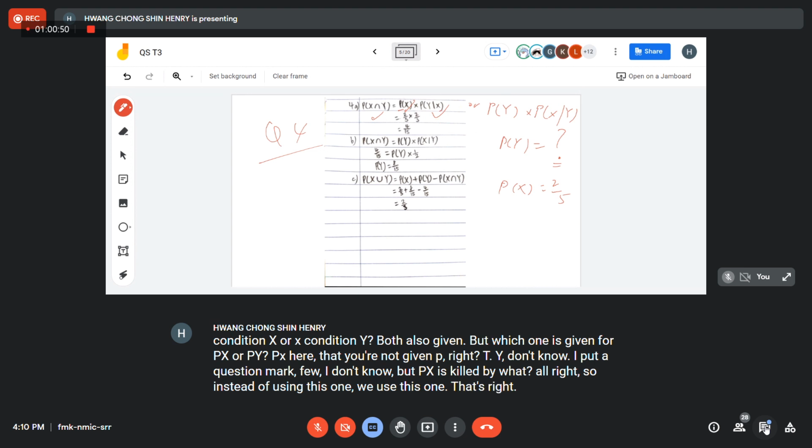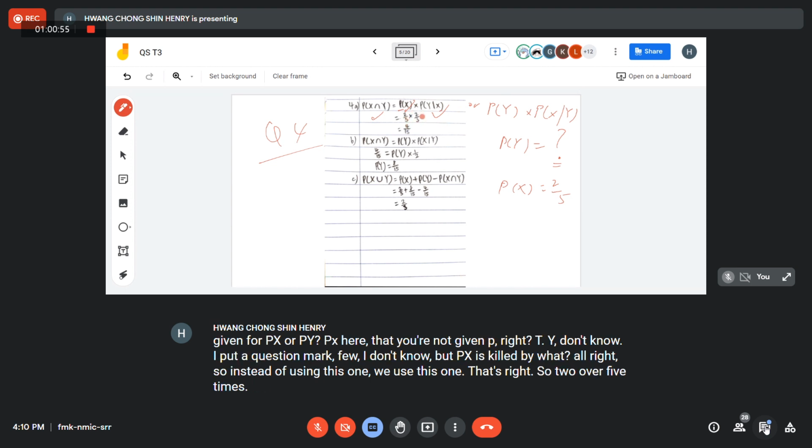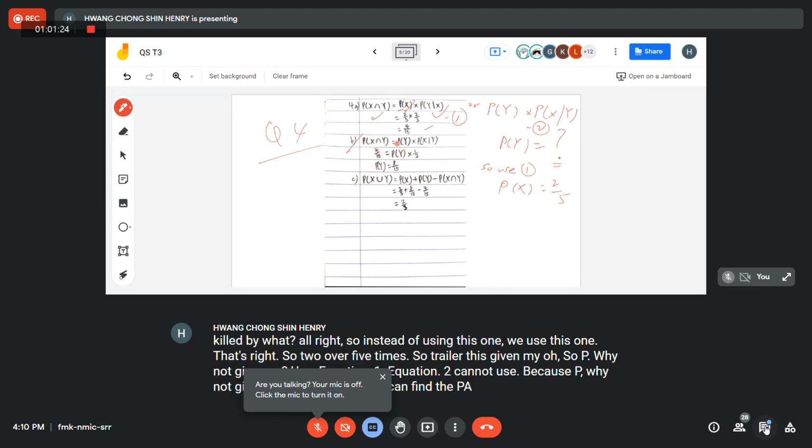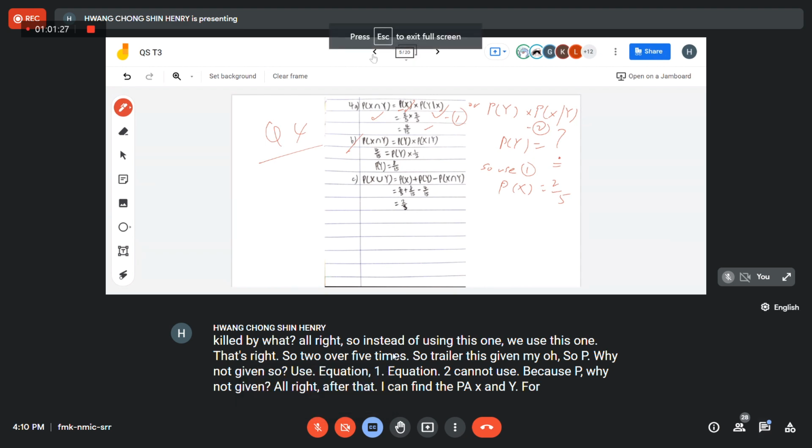Understand? So 2 over 5 times 2 over 3. This gives 4 over 15, no? So P(y) not given. So use equation 1. Equation 2 cannot use because P(y) not given. All right, after that, I can find the P(x and y) for the next question.